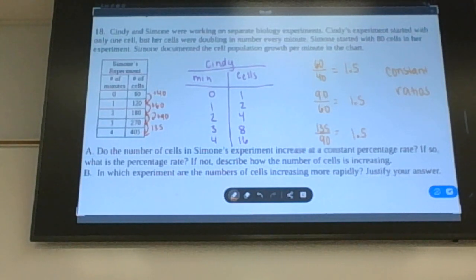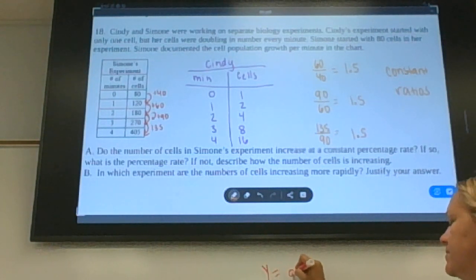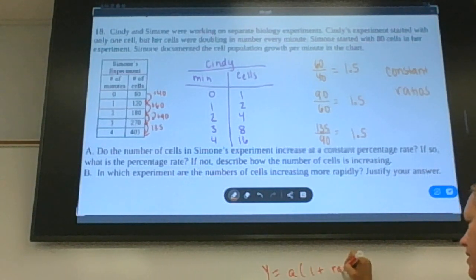All right. So in exponential functions, so doubling bacteria growth. Hopefully, you thought of exponential. There are no words here to tell you besides percentage, but this is the credit card type problem. They don't tell you that. So what we see is that it's 1.5 every time. So does it increase at a constant percentage rate? Yes, it does. The answer to 18A is yes.